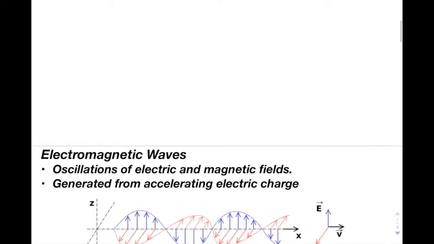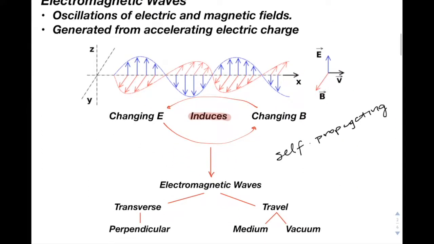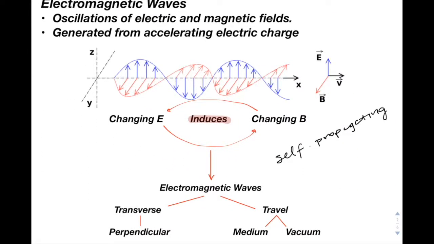So the first concept that we're going to cover is electromagnetic waves. And the first thing that you need to know about electromagnetic waves is they are generated from an accelerating electric charge, meaning that an electric charge that is oscillating or vibrating has the ability to generate these electromagnetic waves, which are composed of oscillations of both electric and magnetic fields. And these electric and magnetic fields are perpendicular to each other, as well as perpendicular to the direction of propagation.